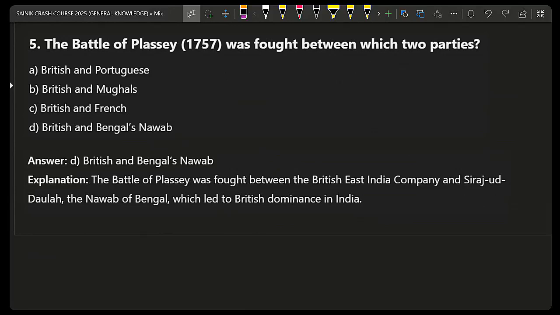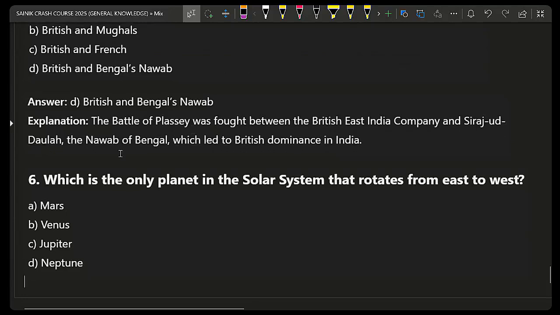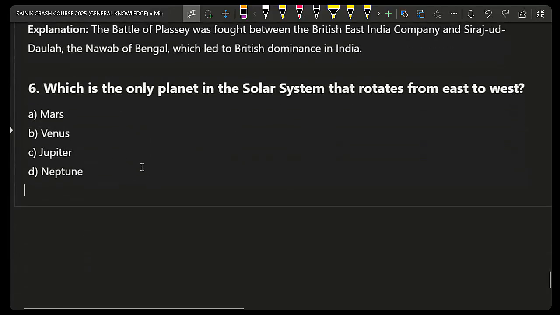Very, very important question, and we discussed it in class. Let us see how many of you remember. Which is the only planet in the solar system that rotates from east to west?